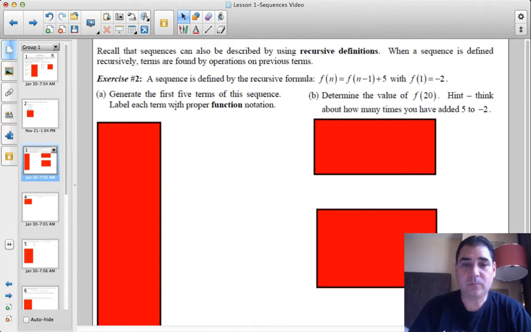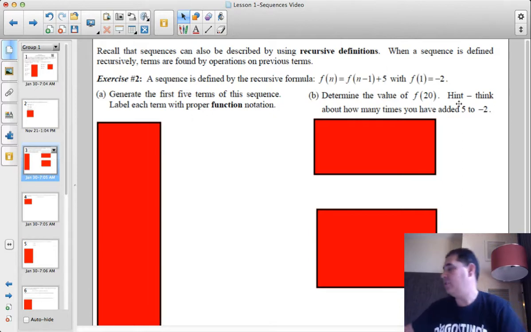So what this is asking us: let's generate a sequence defined by a recursive formula. There's your formula. They have to give you the first term of the sequence. Here's your first term of the sequence.